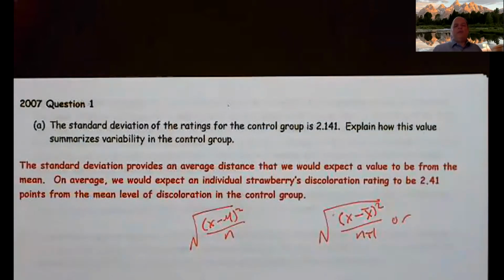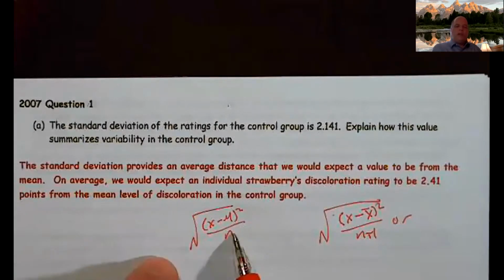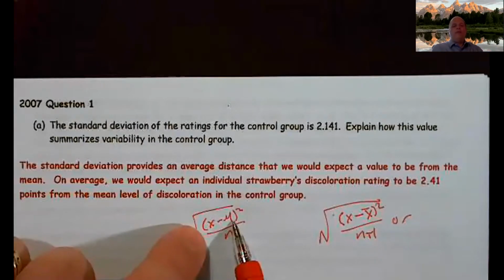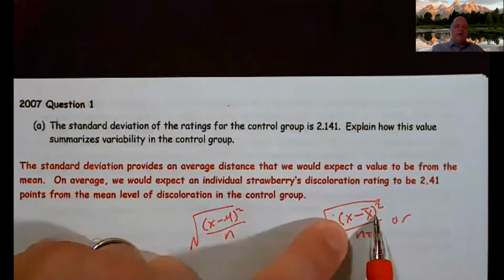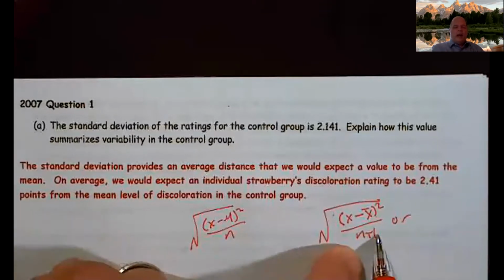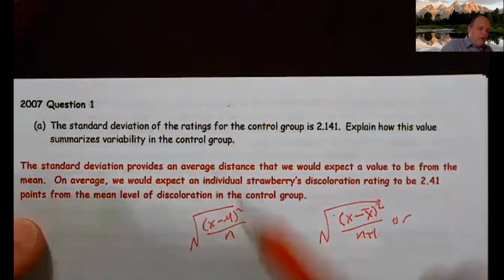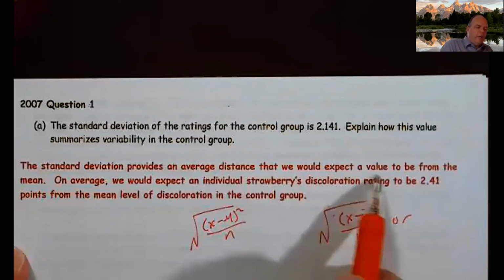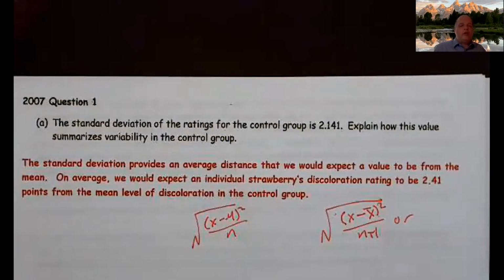Now, you don't have to memorize the formula. But we need to know that, basically, this is an average because I'm dividing by the sample size, and this is how far an individual value is from the mean. So the standard deviation provides an average, because we're dividing by the sample size, that we would expect a value to be from the mean. It's the average, because we divided by sample size, how far a value is from the mean.